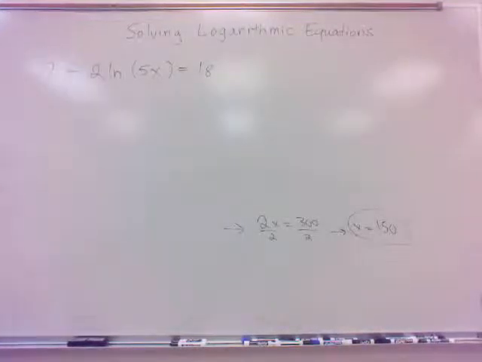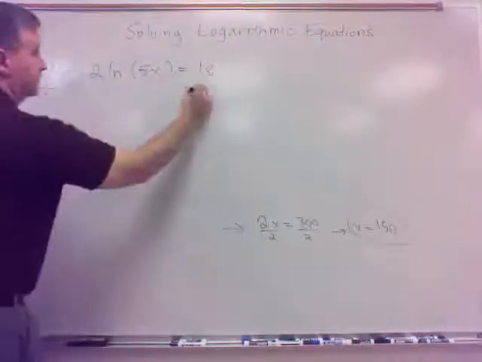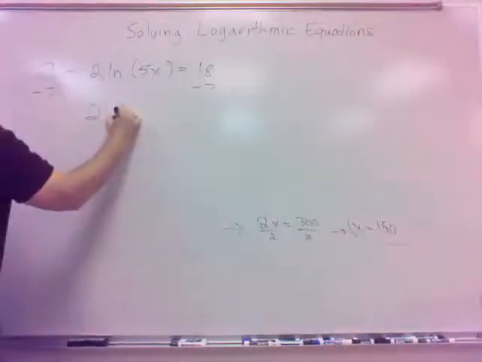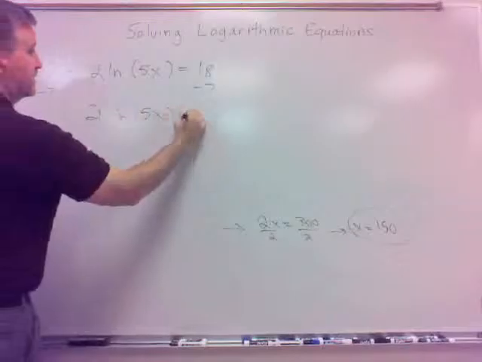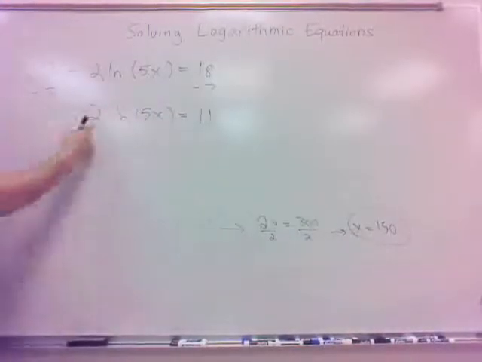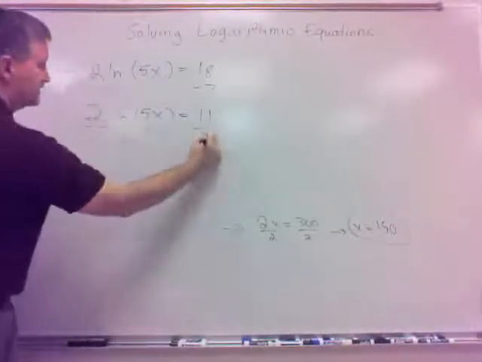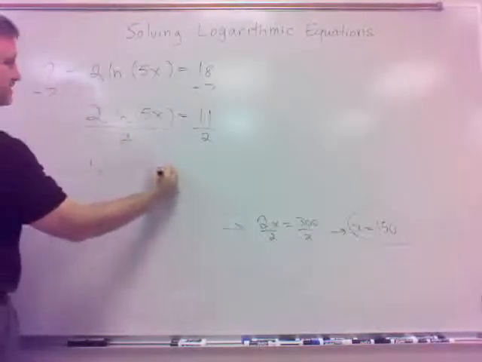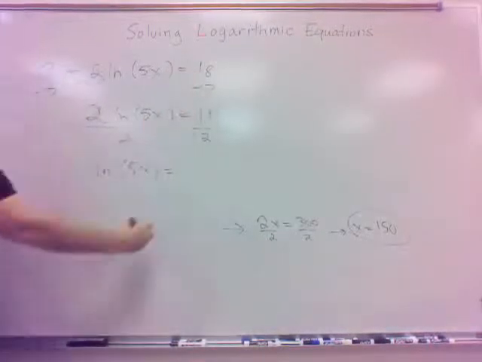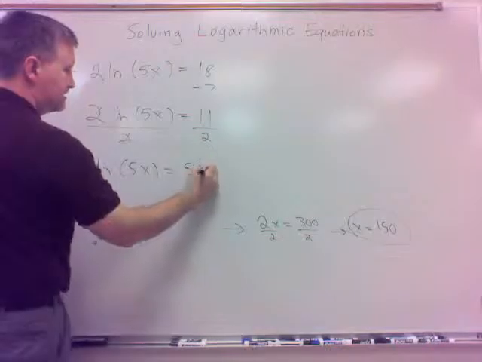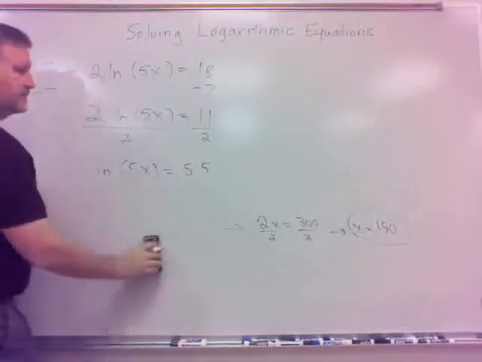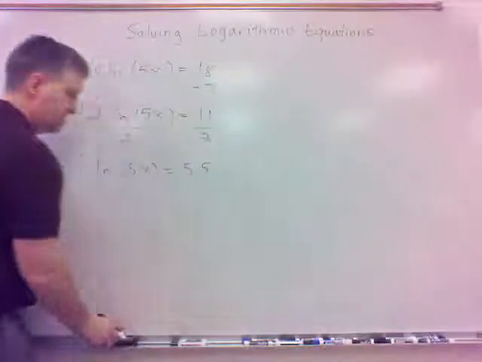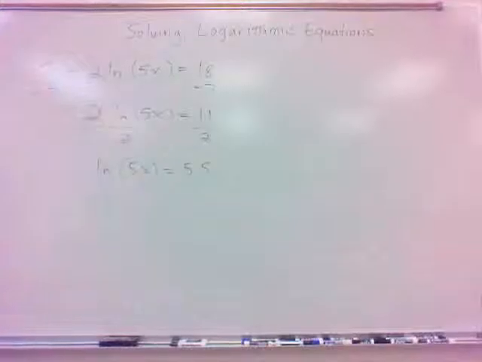How do I move the 7 and the 2? Well, to move the 7 would be our first step, wouldn't it? How would I move the 7? Subtract it. Okay, so I subtract 7, so I have 2 ln of 5x equals 11. And then to move the 2, we divide by 2. So we have ln, the 2's cancel. So we have ln of 5x equals, and you can leave it 11 halves. That one is a nice decimal. Sometimes it's easier just to write the decimal than the fraction. So let's change that over to 5.5.